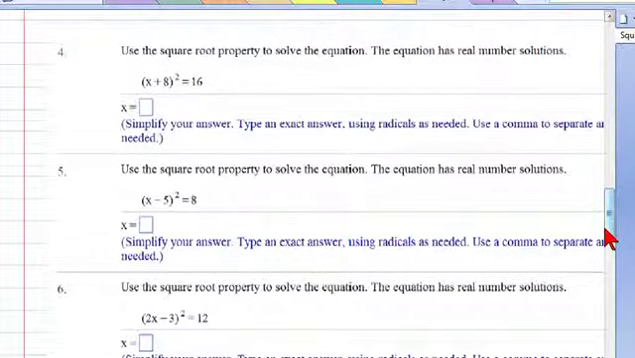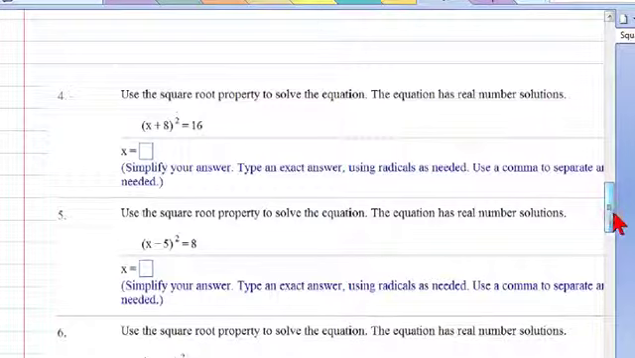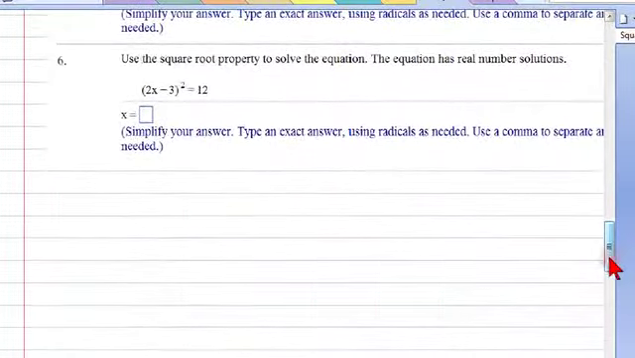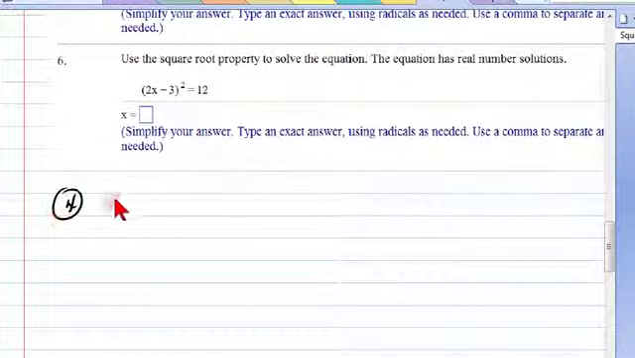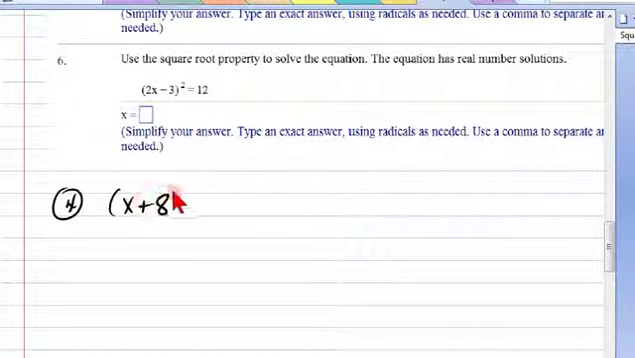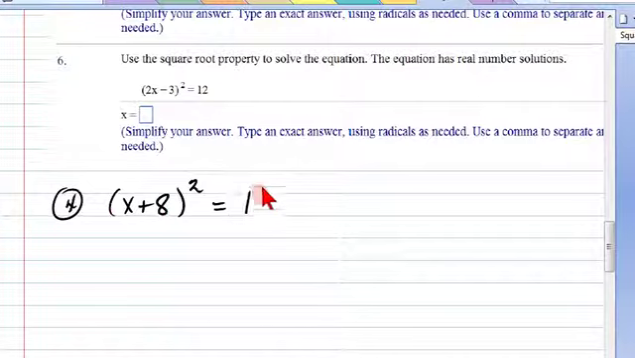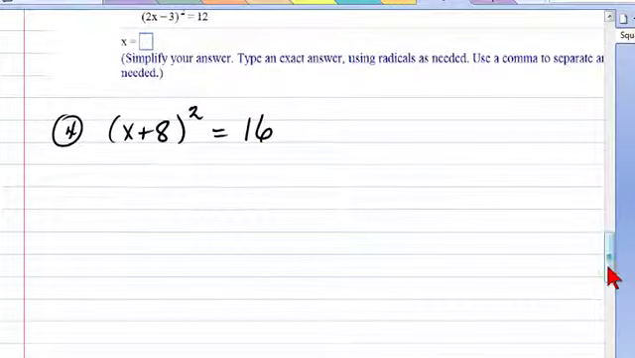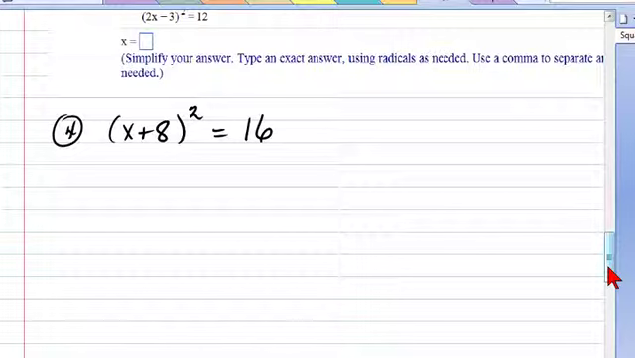All right, problem number 4. I think I'm going to copy it down on some blank lines, and it is x plus 8 quantity squared is equal to 16. Is that equation ready for the square root property? Well, does it have something squared equal to a number? Then it is. Okay, that's what it takes.